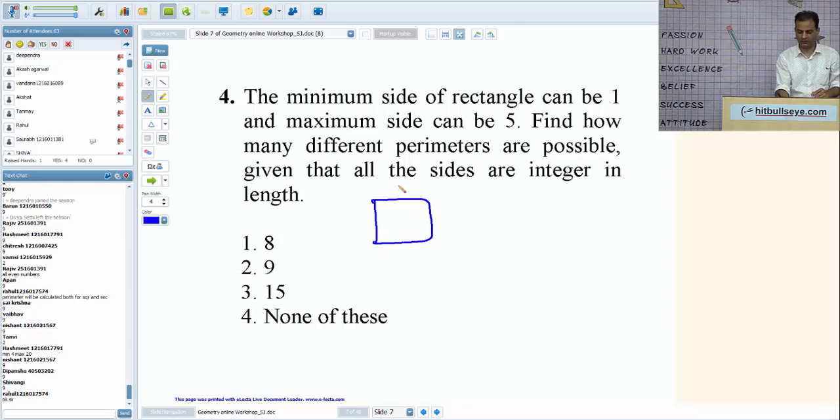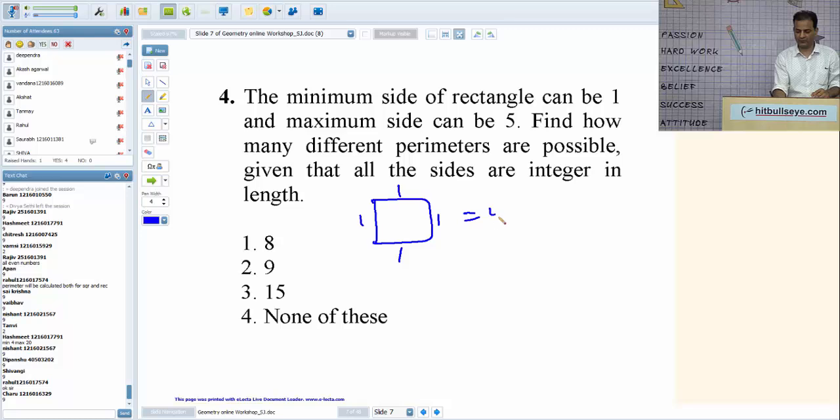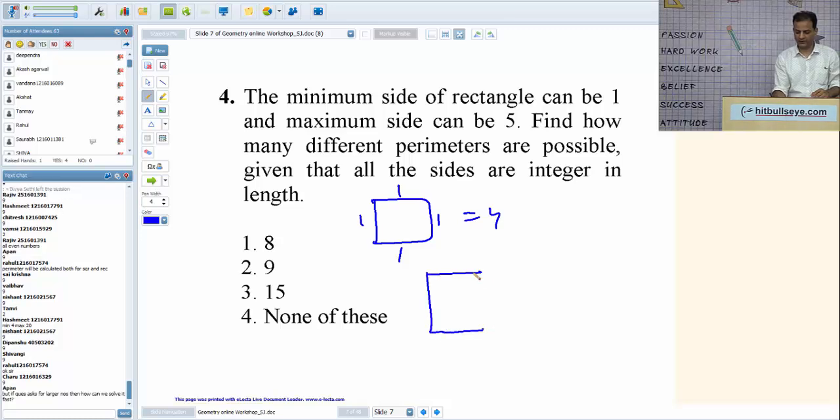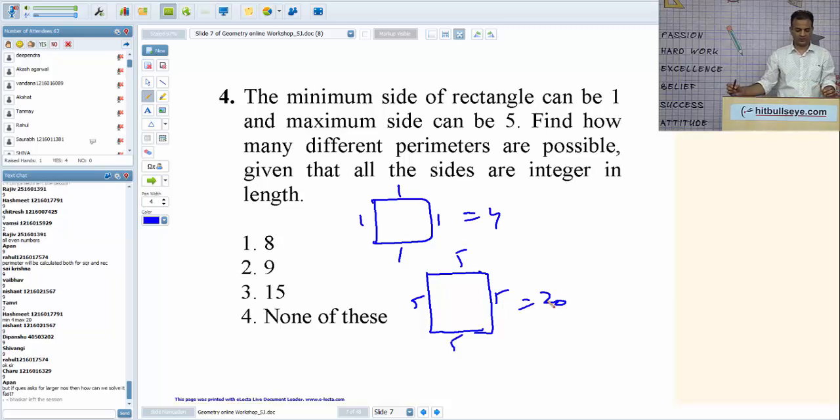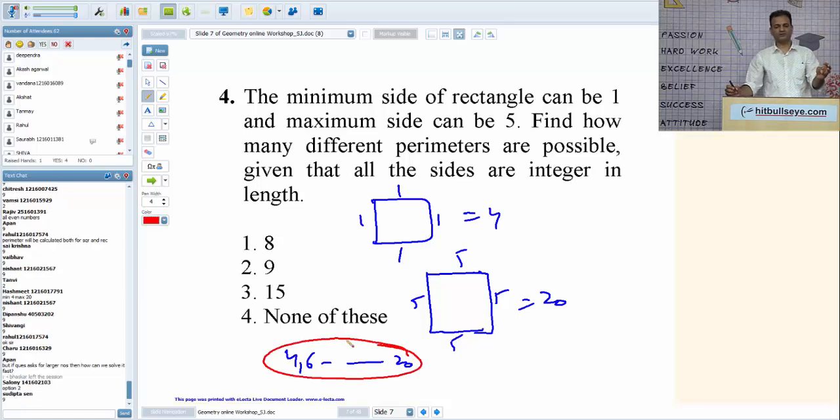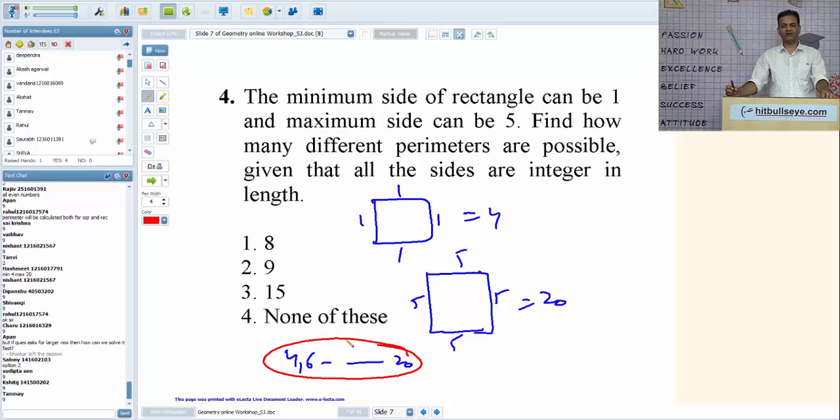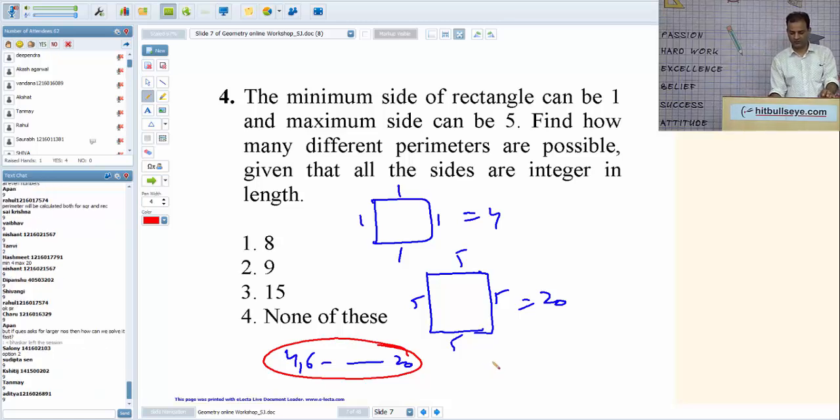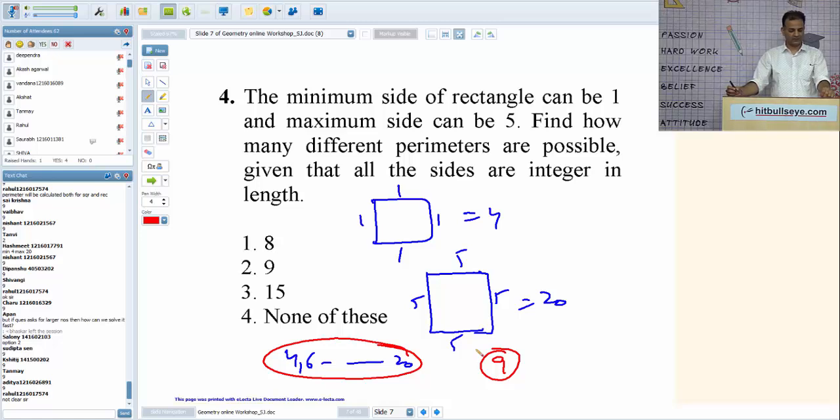Like if it is 1 by 1, perimeter can be 4. If it is 5 by 5, it can be 20. So what we have to see is, from 4 to 20, how many different perimeters are possible. That means 4 can be there, 6 and so on till 20. So find the number of terms with AP, or you can count it orally: 4, 6, 8, 10, 12. From 4 to 20 how many terms are there? That will be 9: 4, 6, 8, 10, 12, 14, 16, 18, 20. So 9 different perimeters are possible.